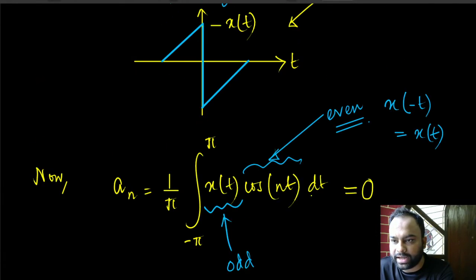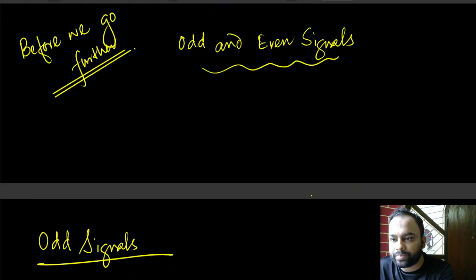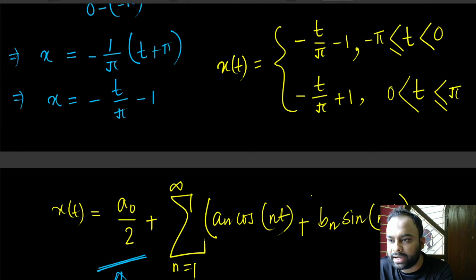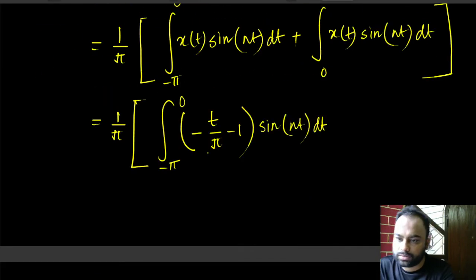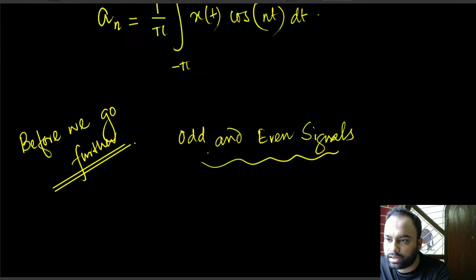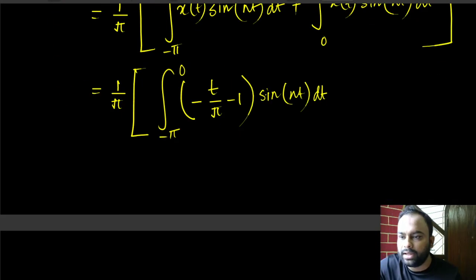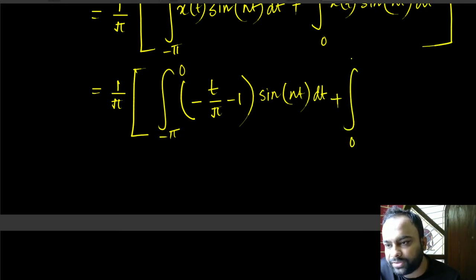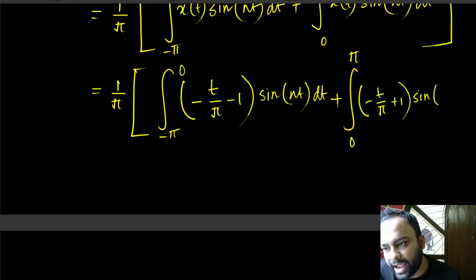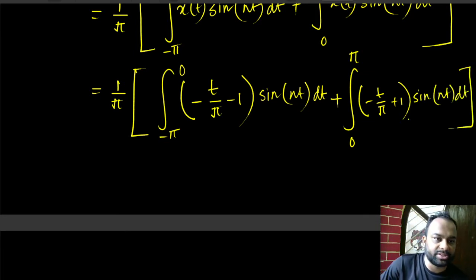Yeah, some of you already know the correct answer, right? Let me go back to see whether I'm writing it correctly. So wait a second. Yeah, that was a minus sign. And we have plus, integration from 0 to pi of minus t by pi plus 1, sine nt dt. So that's the entire integration, right?